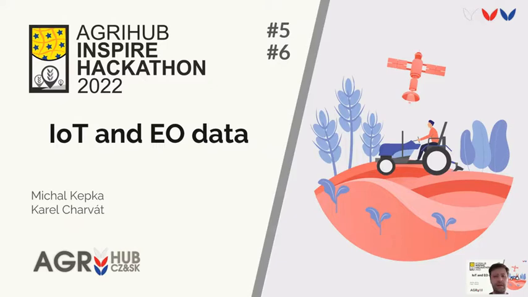Hello, good afternoon. I would like to present you results of two challenges from Agrihub INSPIRE Hackathon 2022. It's about challenges number 5 and number 6. Both of them are dealing with IoT and Earth observation data, and its processing, visualization, and integration in some end-user application to allow these data sets to be more and easier accessible for end users, especially farmers.